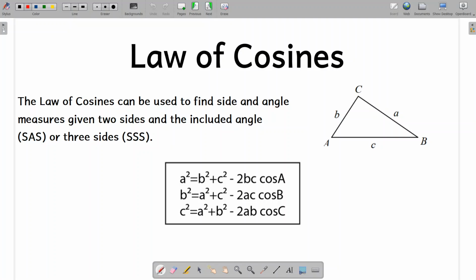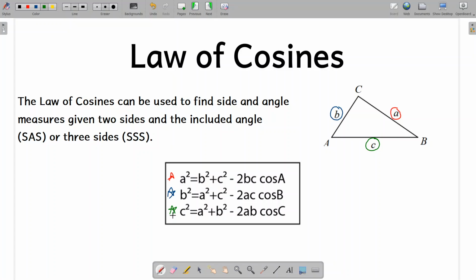So here's how the law of cosines works. In order to use this, you have to have side angle side or side side side. Now, these formulas that you see down in the box are all technically the same thing. The reason that there's three of them is just to show you that if I was solving for side A, I would use the top equation. If I was solving for side B, I would use the middle equation. If I was solving for side C, I would use the bottom equation.